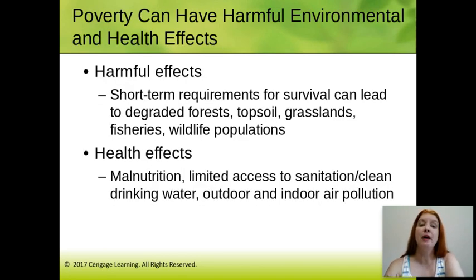Poverty can have harmful environmental and health effects, and we will be talking about this year as well. So harmful effects, short-term requirements for survival can lead to degraded forests, topsoil, grassland, fisheries, and wildlife populations.